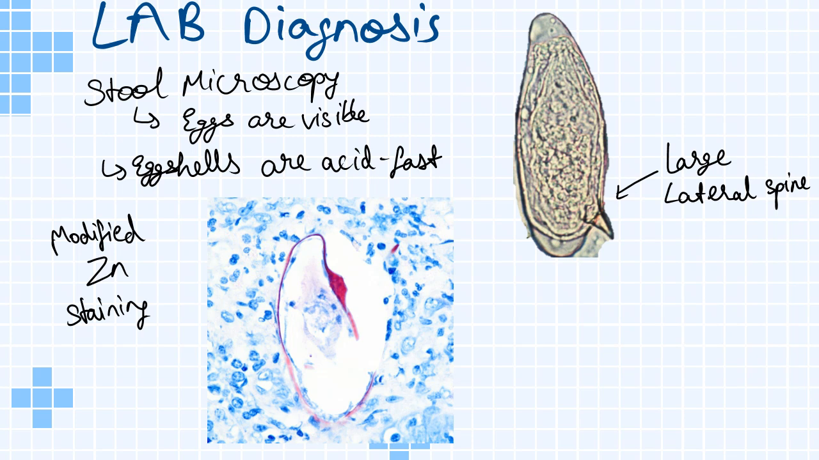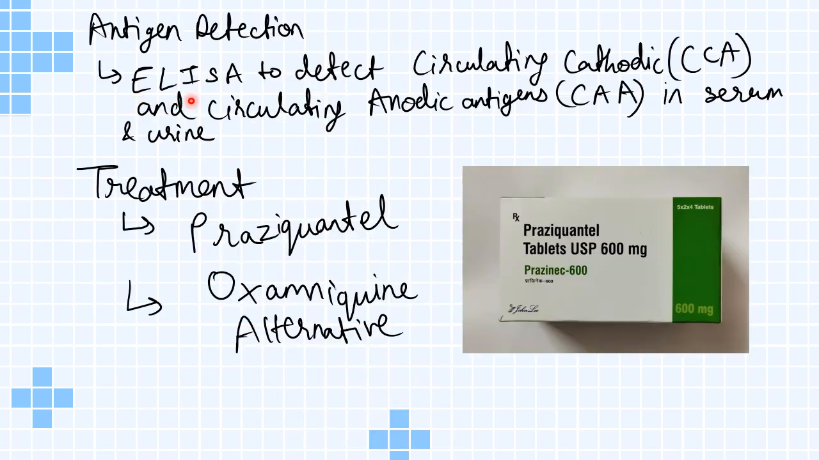The diagnosis of Schistosoma mansoni is commonly made through stool microscopy. The characteristic egg possesses a prominent lateral spine, as you can see in this picture. The egg also demonstrates acid-fast properties with modified acid-fast staining. Additional tests can help detect active infection. Antigen detection such as ELISA can identify circulating cathodic antigens and circulating anodic antigens in serum and urine. The treatment of choice is Praziquantel, and oxamniquine is an alternative in certain cases.